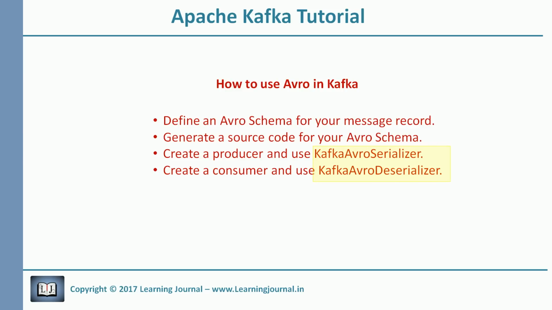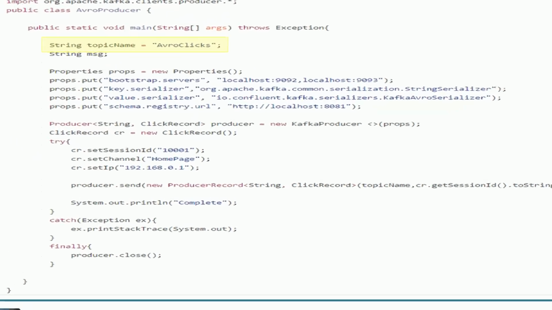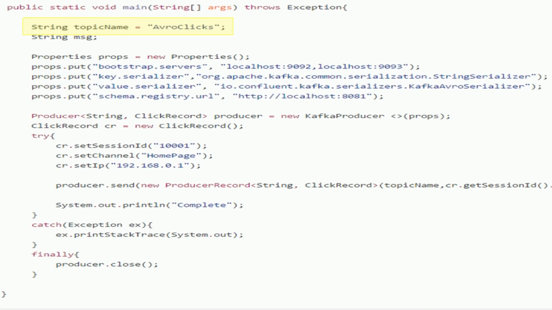Kafka Avro Serializer and Kafka Avro Deserializer take all the complication away from a developer. You don't have to learn and use Avro APIs to serialize and deserialize your data. All that is already done and bundled into the Kafka Avro Serializer module developed by the Confluent team. Impressive, isn't it? Now let's look at the code for a producer. The code looks familiar, right? We have a topic, Avro clicks, and we want to send our click records to this topic.